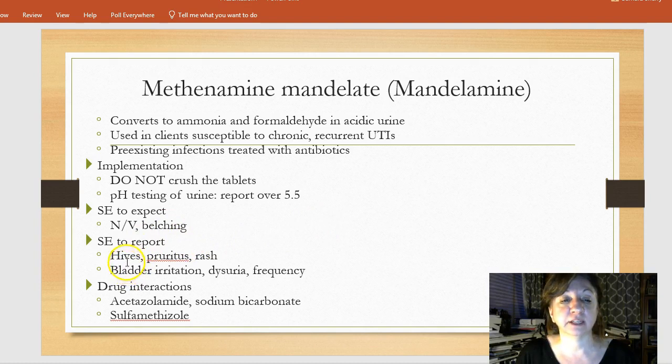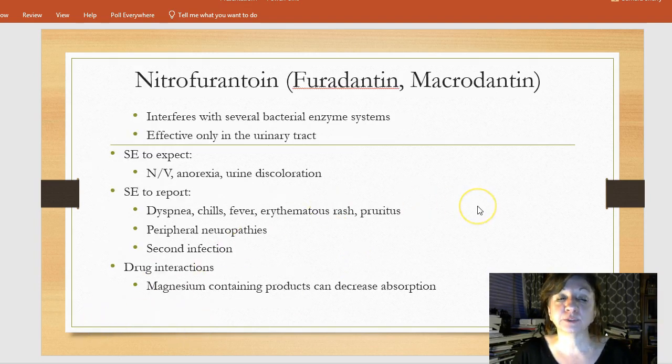And then side effects to report, of course, are some of these really bigger ones like the hives, the pruritus, the rash, that kind of thing. And it does have some drug interactions. So this one you've probably used before, Macrodantin or nitrofurantoin.